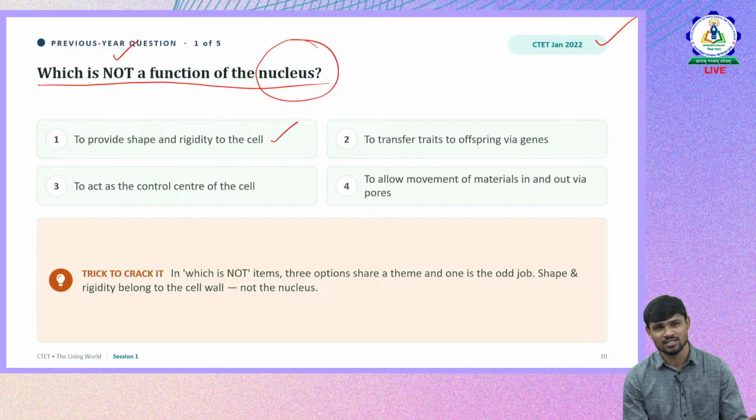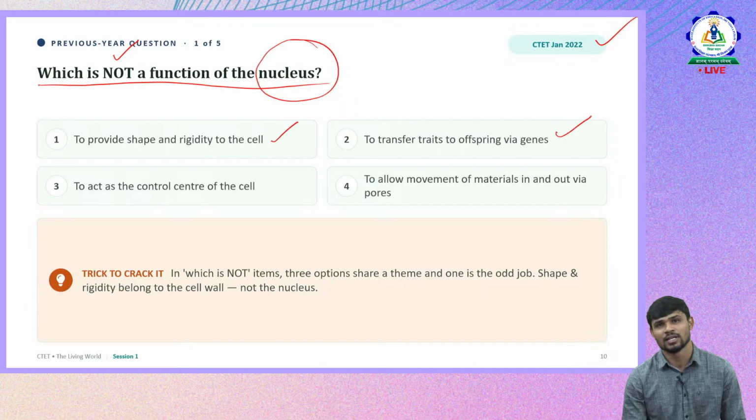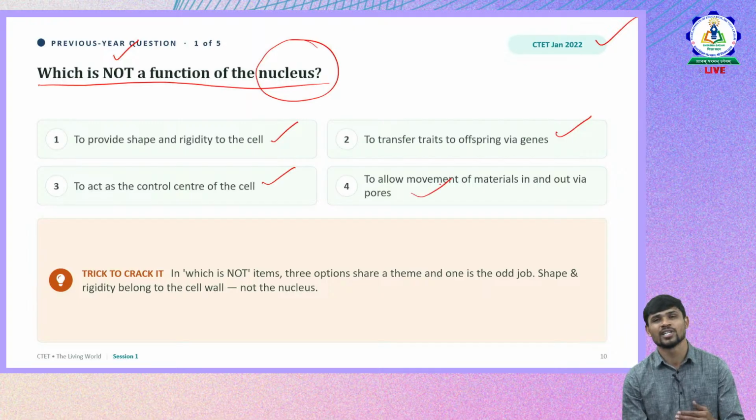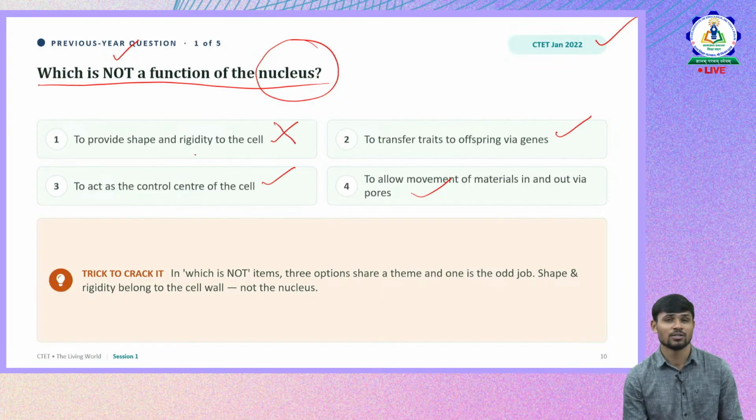We discussed just a few minutes earlier the functions of the nucleus, and we saw that it has traits and passes genes, the characteristics, to offsprings. Then we also saw it acts as a control center of the cell. We also saw that it allows movement of materials through its pores. So which is not the function here? Providing shape and rigidity to the cell.